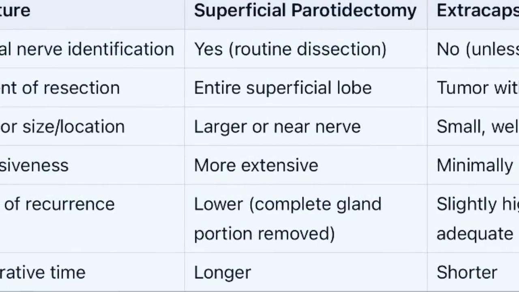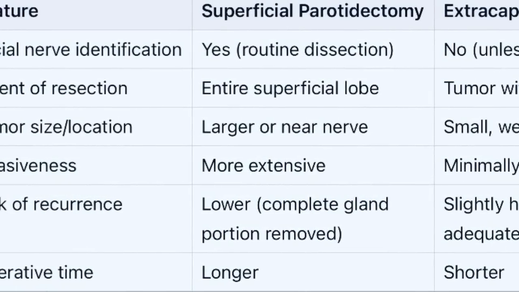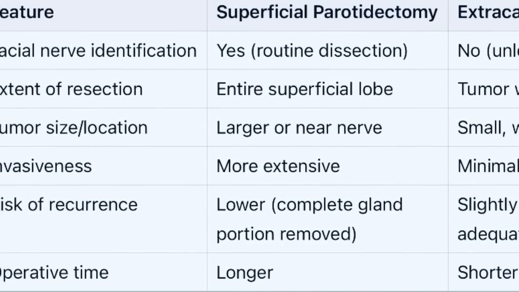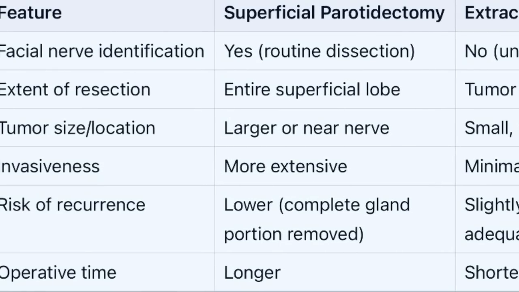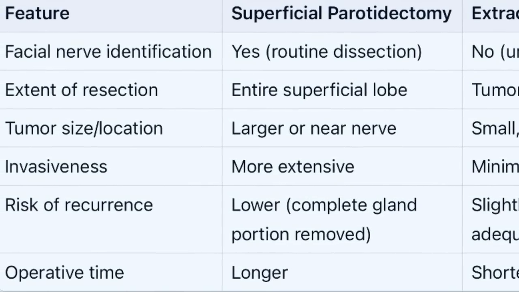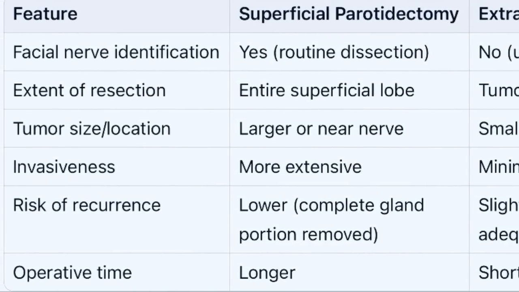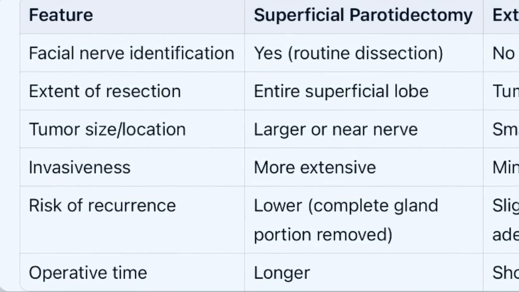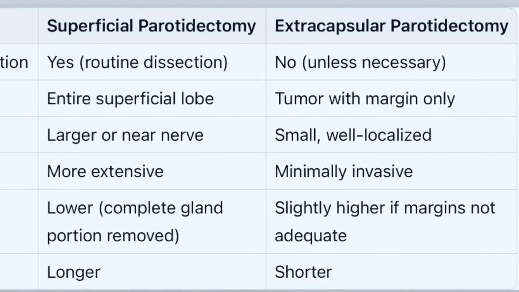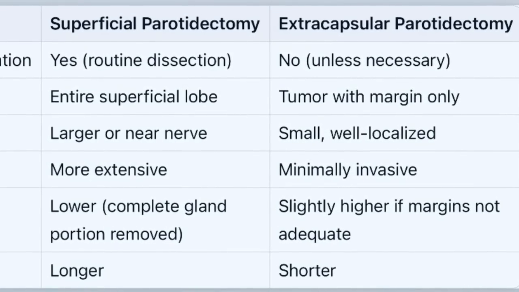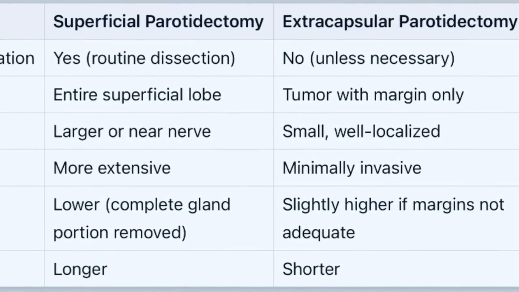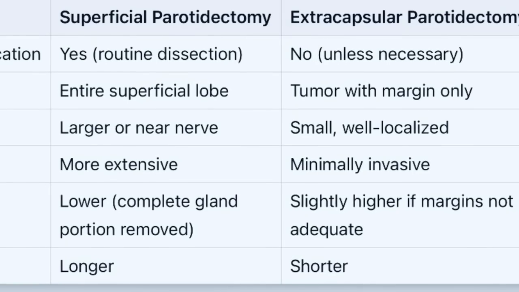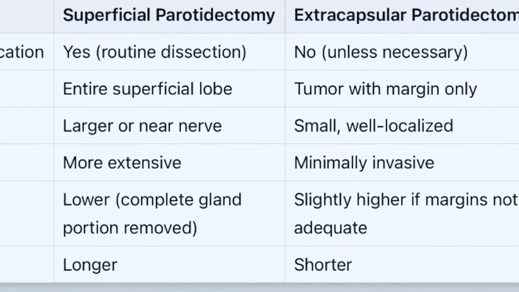Now the key differences. Facial nerve identification is done in the superficial parotidectomy. It is not done in the extracapsular dissection. Extent of resection is the entire superficial lobe, while in extracapsular it is the tumor with margin only that is removed. Tumor size in superficial is larger, in extracapsular it is small. Invasiveness, the procedure is more invasive in superficial and less invasive in the minimally invasive extracapsular dissection.